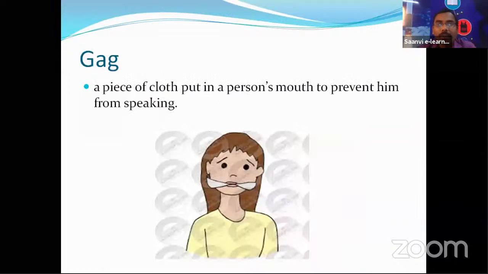The next word is gag. A gag is a piece of cloth put in a person's mouth to prevent him from speaking. So this is what is called a gag. You can see a small girl is being gagged here. It means a small piece of cloth put in her mouth to prevent her from speaking. Did you all finish?